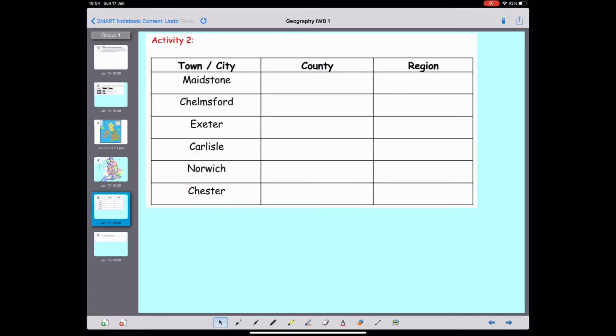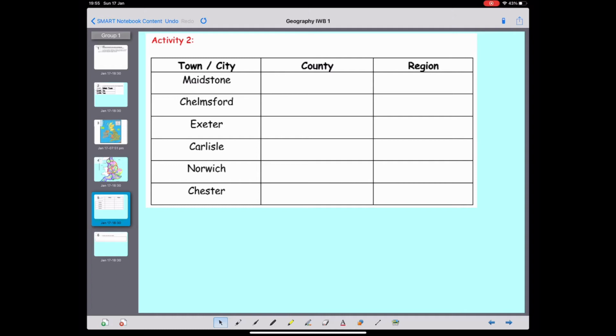So activity 2 should look like this. You've got a list of towns or cities like Maidstone, Chelmsford, Exeter, Carlisle, Norwich and Chester. I've also got some boxes to fill in. We need to find out what county each town is in. A county is a collection of towns or cities, like Kent. We're in Cuxton, and Cuxton is in the county Kent. And we're also going to find the region, which is the big part of England where that county would be.